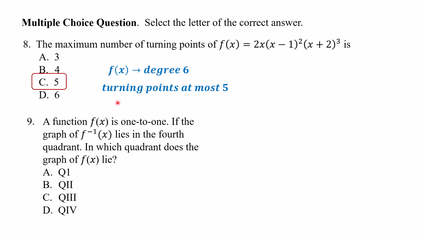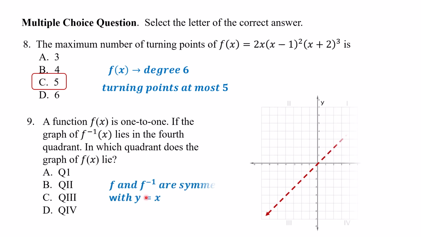And then for the next question, a function f is one-to-one, and if the graph of f inverse lies in the fourth quadrant, in which quadrant does the graph of the function lie? So here, the functions f and f inverse are symmetric with respect to y equal to x. So if we put the given as a graph of f inverse, let's say it's in quadrant 4 like this, and then to get the inverse of this f inverse, the inverse will fall in quadrant 2. So that's why the answer must be quadrant 2.